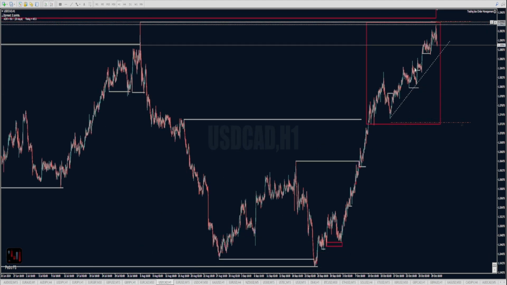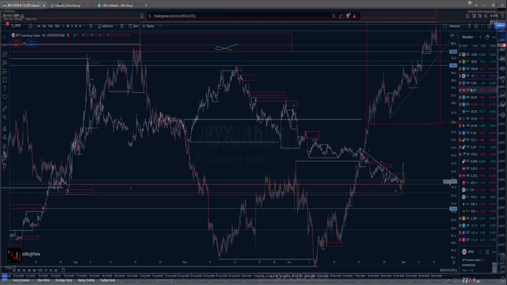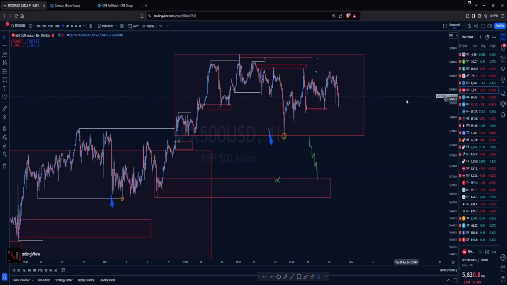Dollar CAD and the CAD pairs, like dollar CAD is literally reacting, creating a double top at this level. We'll see what's going to happen. Not really into the shorts just yet. And then you have the US indices, which are ranging. So this is what we have in here on S&P.